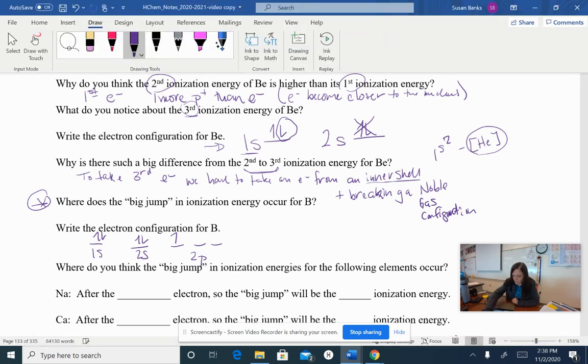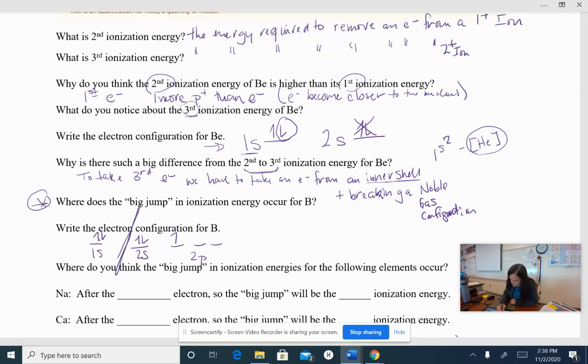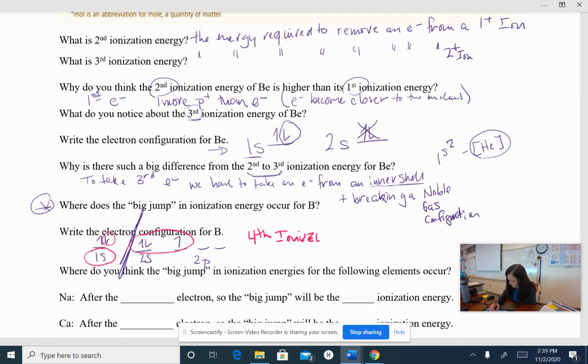I'm going to give you a minute to think about that. What did you say? Did you say right here? We can pull off 3 electrons, but once we pull off that 4th, that's where that big jump is going to be, because we are going down to a lower shell. Okay, so the fourth ionization energy is where that big jump is going to be.